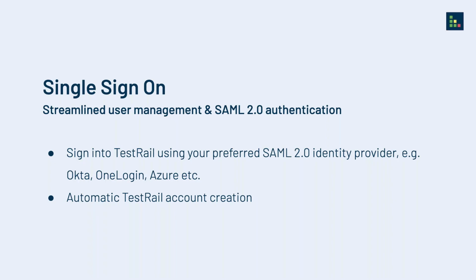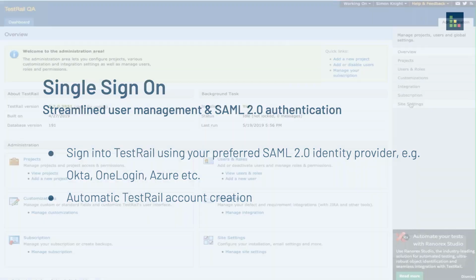With TestRail single sign-on, you can integrate TestRail with your identity provider of choice and manage all of your users centrally, making life easier for you, the administrator, and for your users, since they now only need to log in once and have access to all of their enterprise applications, including TestRail.